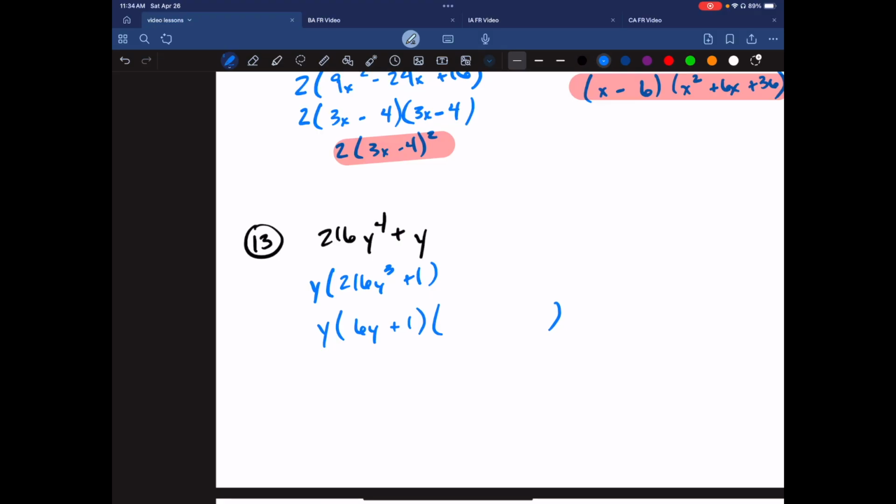Okay, now square your first term, it's going to be 36y squared. Multiply your terms together, it's going to give you 6y. Change the sign, it's going to give you negative 6y. And then square your last term, plus 1. Okay, and there you go.